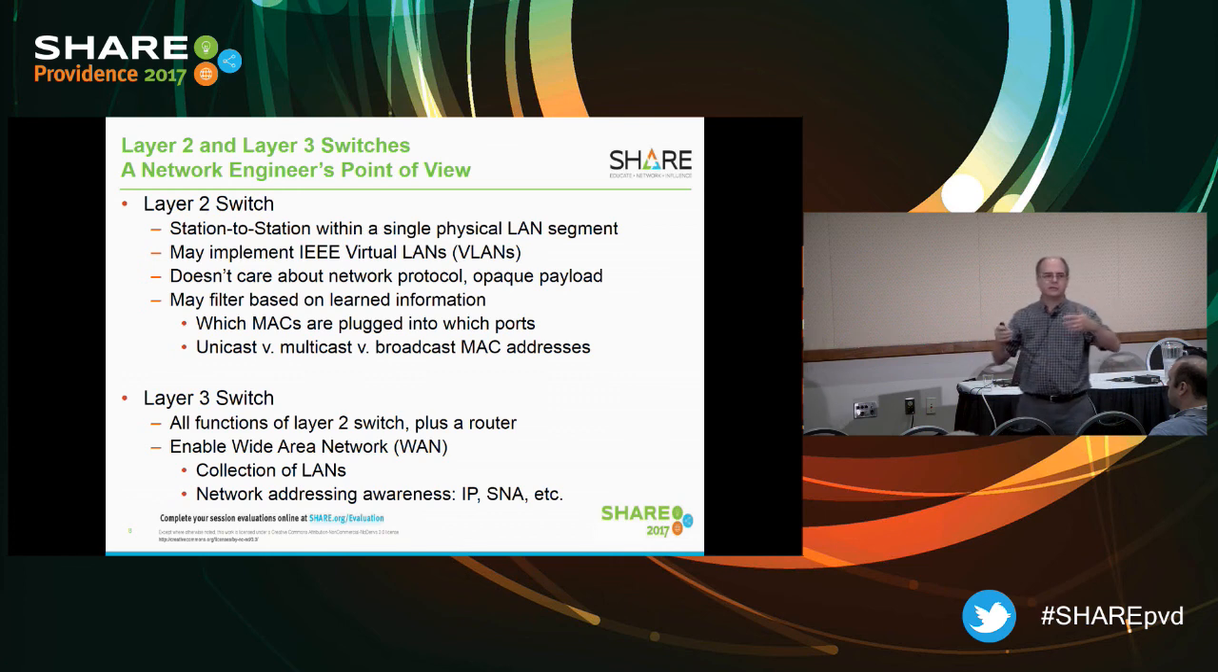Now, above that, all of a sudden I have the idea that I want to get from green to blue, but I'm not logically directly connected. I don't have access to blue. I only have access to green. Now I need that routing function, and the routing function is what we call a layer 3 switch. I have to tell you this because you're going to talk to networking people and they're going to use terms like this.